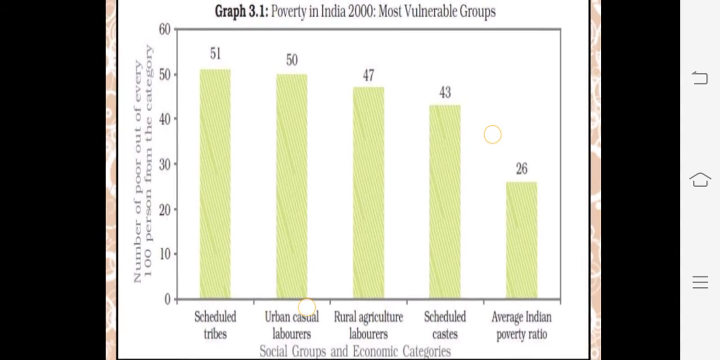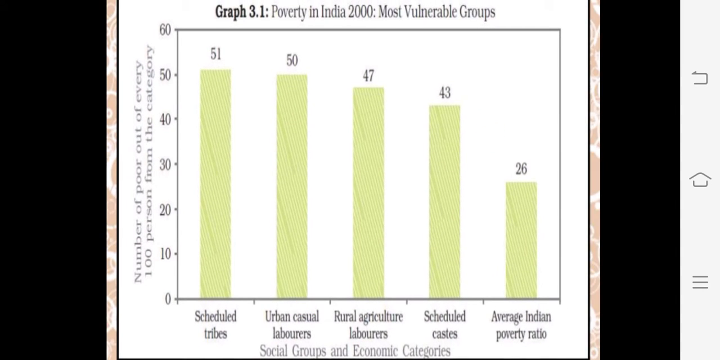So this is a graph of poverty in India 2000, most vulnerable groups. The graph shows the number of poor out of every 100 from each category of social groups and economic categories. We have scheduled tribes at 51%, urban casual laborers at 50%, rural agricultural laborers at 47%, and scheduled castes at 43%. The average Indian poverty ratio is 26%. So here you can see the most vulnerable groups.